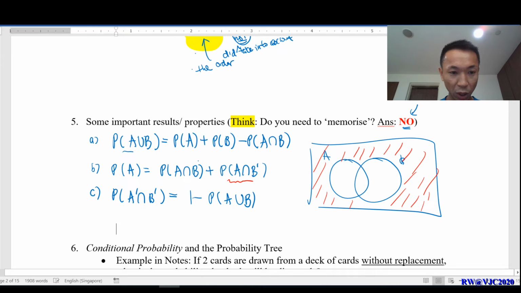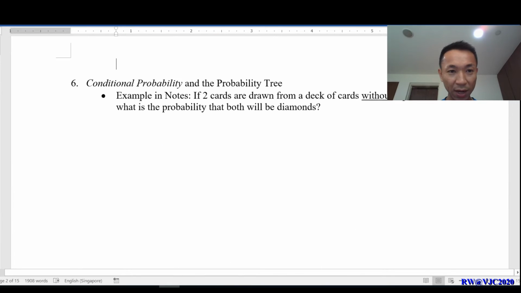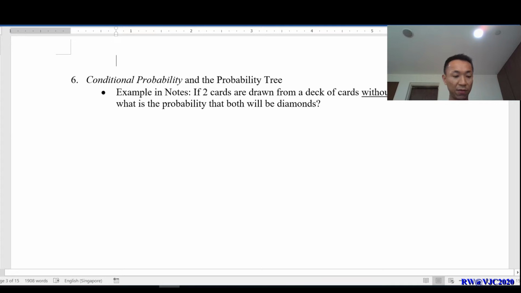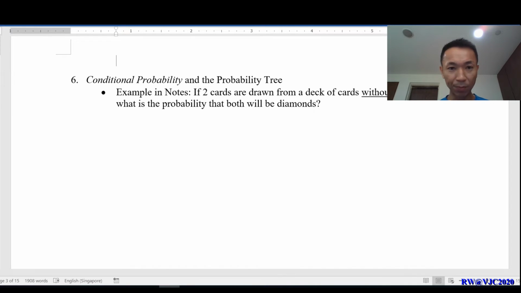Next, conditional probability. This is the one that many of us are very confused about. I want to use the example because it's a very good example in the notes. 2 cards are drawn at random from a deck of cards without replacement. That means one after another. What is the probability that both are diamonds?